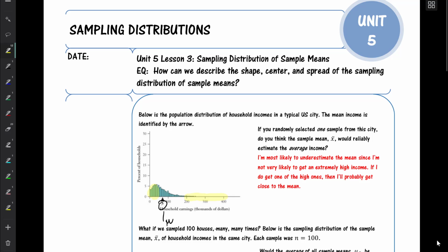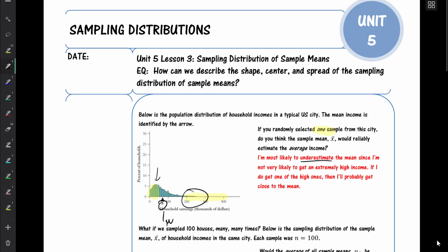So the question now is, if you were interested in seeing what the mean income is, what happens if you take a random sample? Because you know that a random sample is supposed to be representative of the population. If you randomly selected one sample from this city, do you think its sample mean x bar would reliably estimate the average income? Well, what are we most likely to see? We're most likely to see these guys right here. And that would tell me I'm most likely to underestimate the mean from just one sample, since I'm not very likely to get these extremely high outcomes over here. If I do get one of those high ones, then I'll probably get pretty close to the mean, but that might not be super likely.